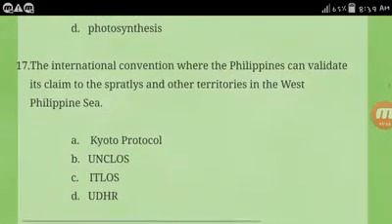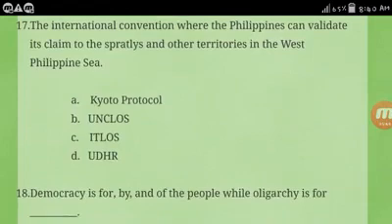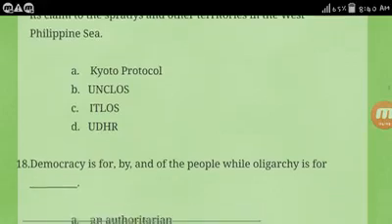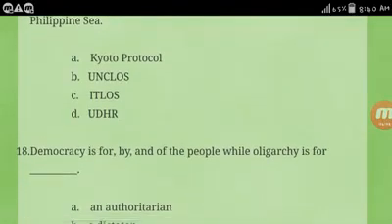Next one, the international convention where the Philippines can validate its claim to the Spratlys and other territories in the West Philippine Sea. Kyoto Protocol is about global warming. UNCLOS is the United Nations Convention on the Law of the Sea. That is the answer, actually, letter B. That is where we base our claim in the Spratlys. ITLOS is the International Tribunal, the international court where we can file the complaint. And UDHR is the human rights arm of the United Nations. So the answer is UNCLOS, which is letter B.